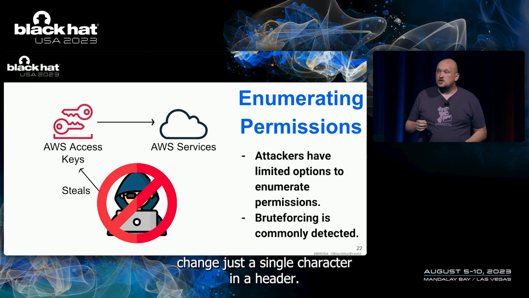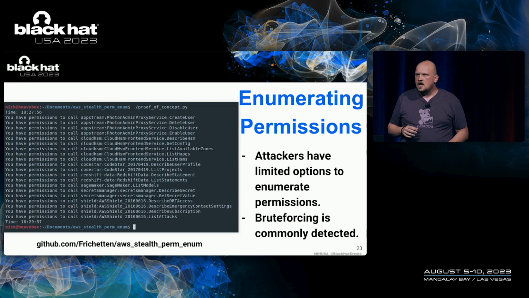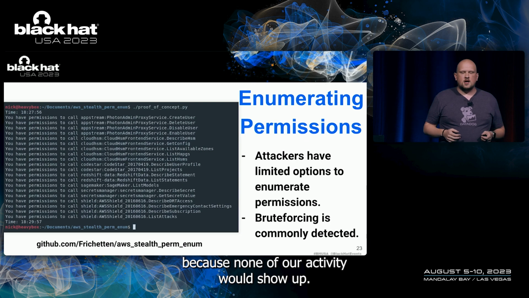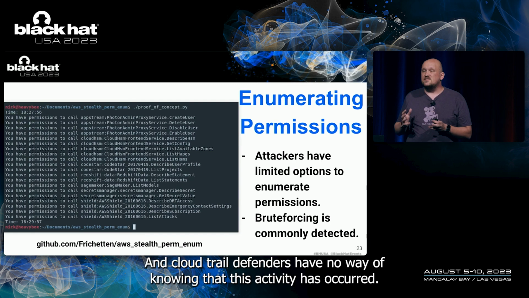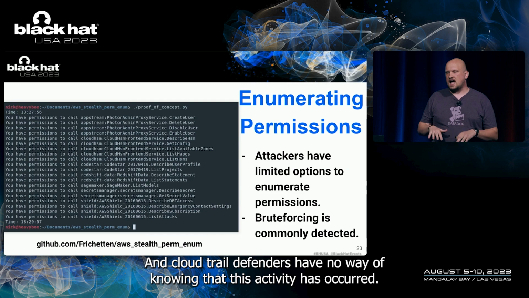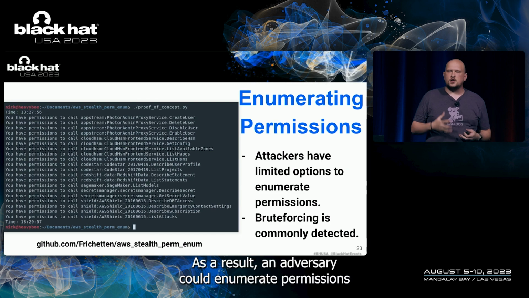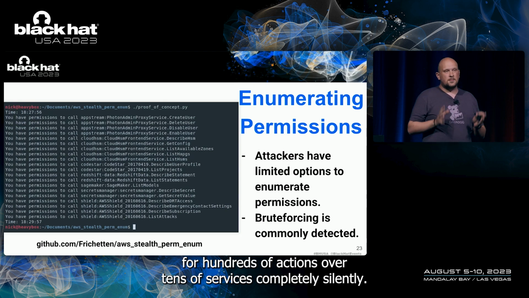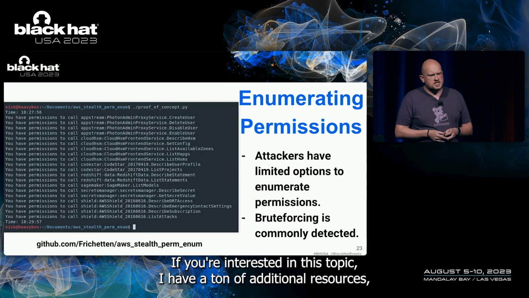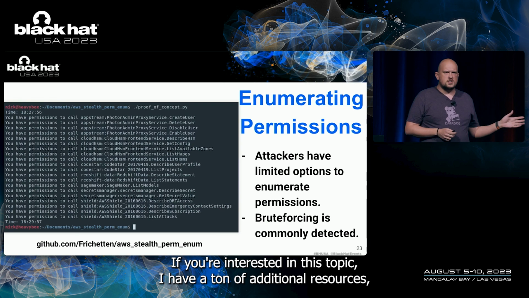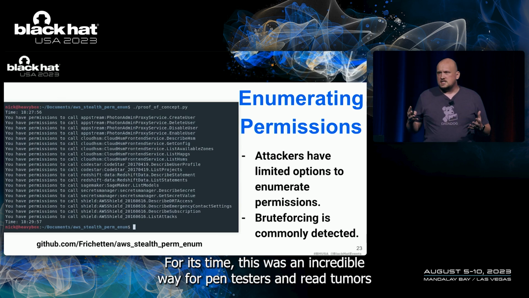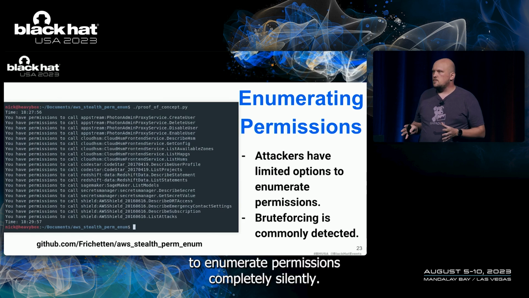But if we change just a single character in a header, defenders now lose out on that golden opportunity. Because none of our activity would show up in CloudTrail, defenders have no way of knowing that this activity has occurred. And as a result, an adversary could enumerate permissions for hundreds of actions over tens of services completely silently. If you're interested in this topic, I have a ton of additional resources, information, and proof of concept scripts at that URL there. For its time, this was an incredible way for pen testers and red teamers to enumerate permissions completely silently.